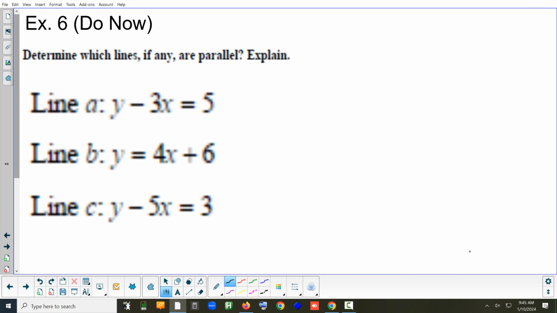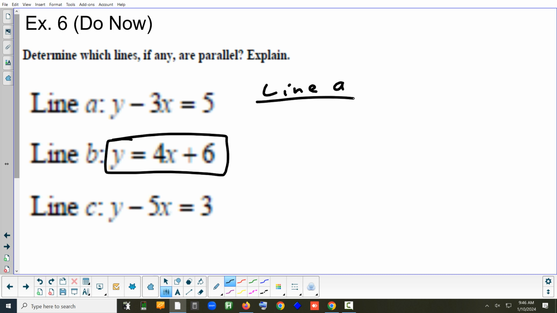Remember, the first thing you want to do is make sure that all your equations are in y equals mx plus b. Are any of them in y equals mx plus b? One of them. Which one? B. So this one's okay, we can work with that. Let's fix line A. Line A is y minus 3x equals 5. What do we have to do to fix that so it's y equals mx plus b?